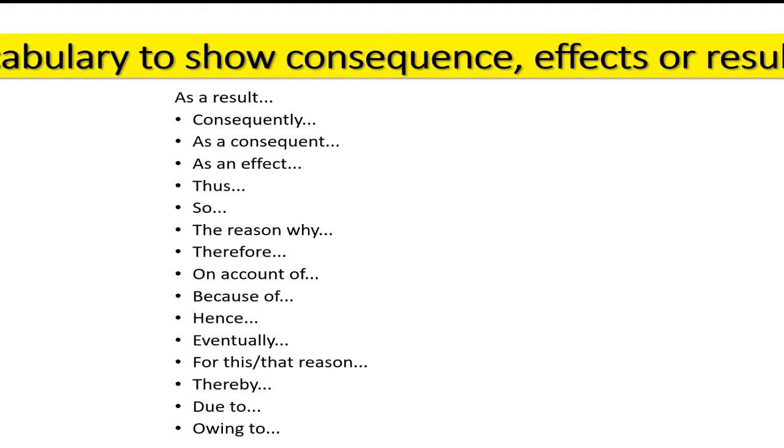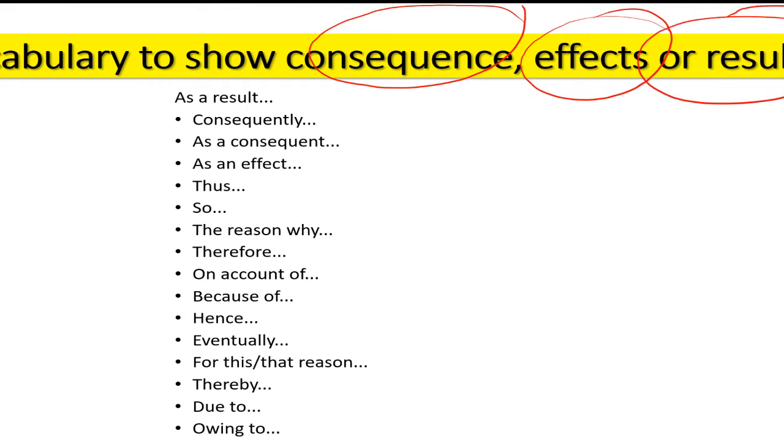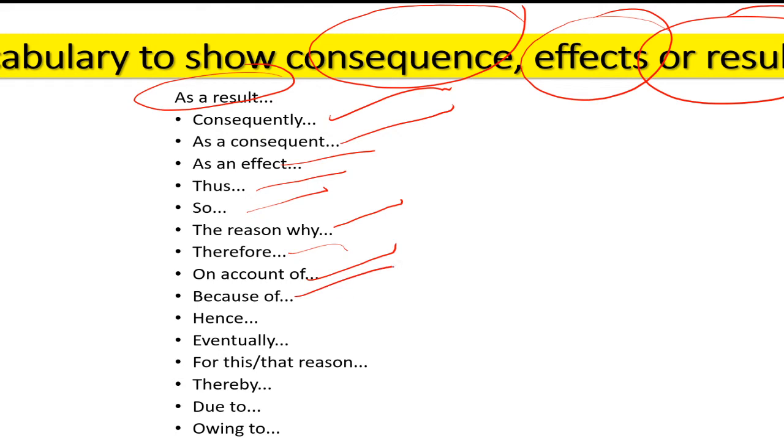Next is vocabulary to show consequence, effects, or results. If you're talking about the consequences, effects, or results of something, you can use words like as a result, consequently, as a consequence, as an effect, thus, so, the reason why, therefore, on account of, because of, hence, eventually, for this reason, thereby, due to, and owing to.